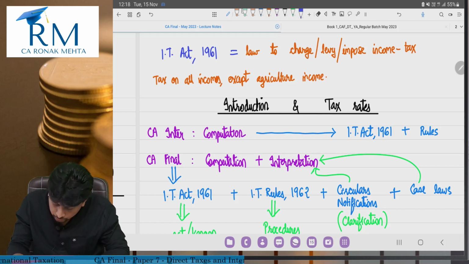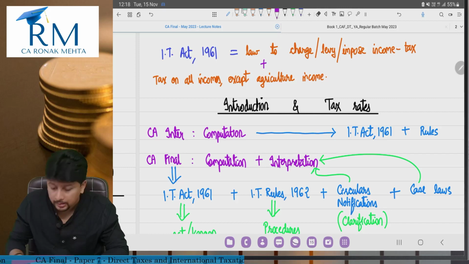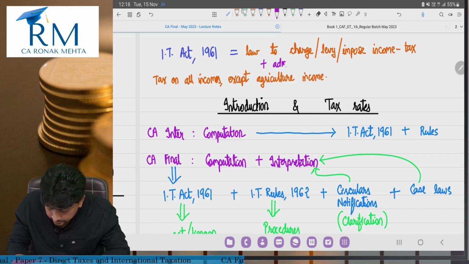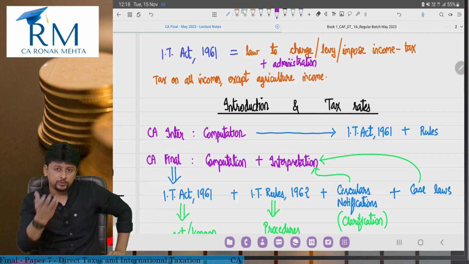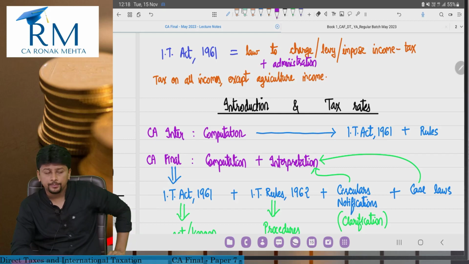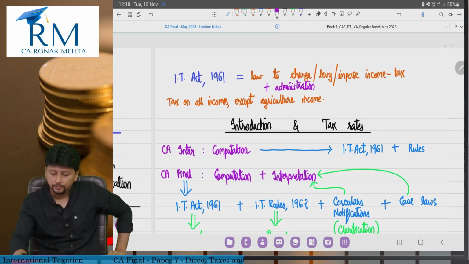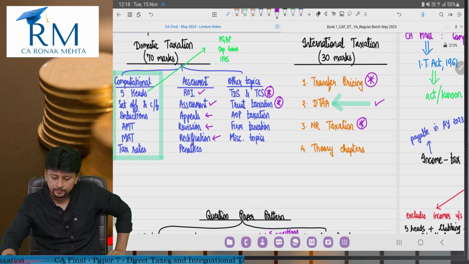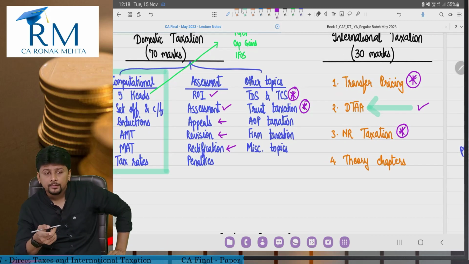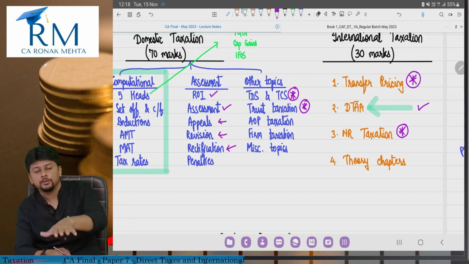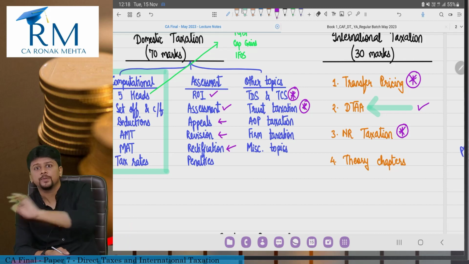We will also require the Income Tax Act to do the administration part. I'm just using heavy sophisticated words. What I'm basically saying is what I spoke about at the start of the lecture when I was discussing the syllabus with you. Have a look. What is your syllabus? Computation and assessment. The computation part covers those chapters and sections where tax will be imposed: this income will be taxable, and this is how it is going to be calculated.